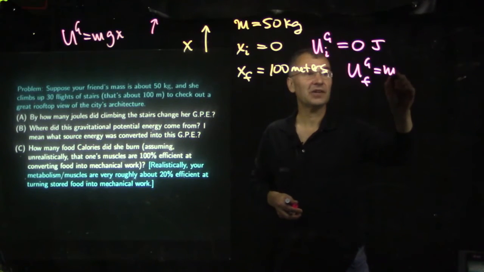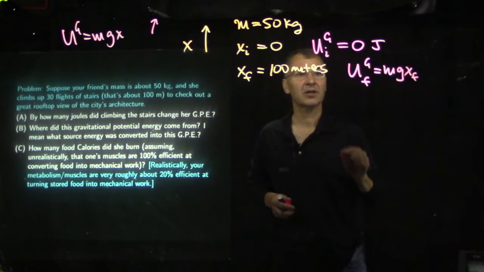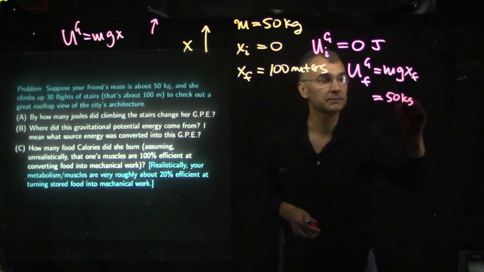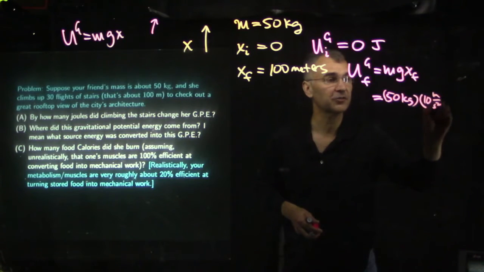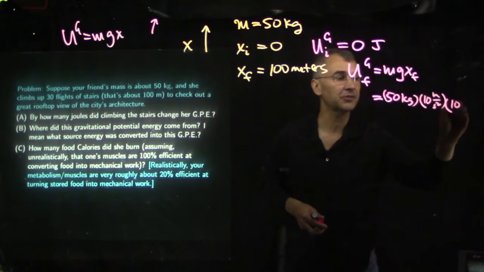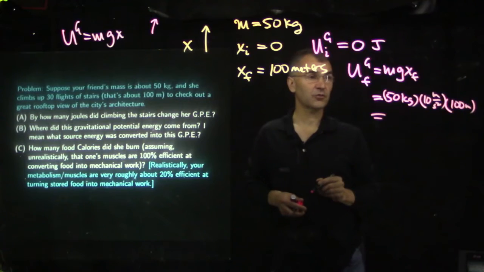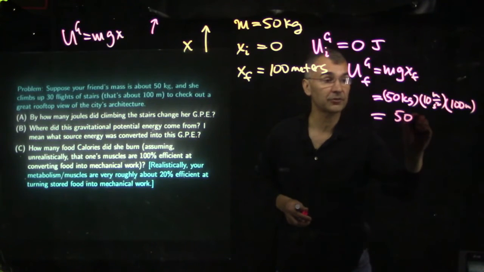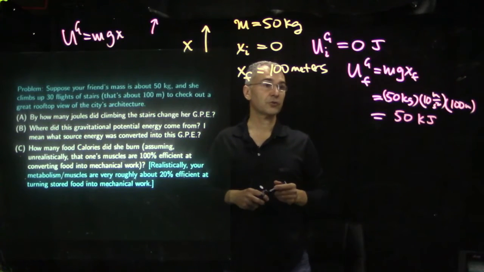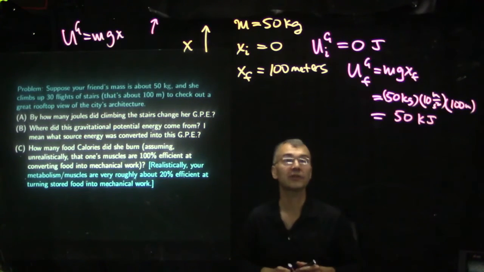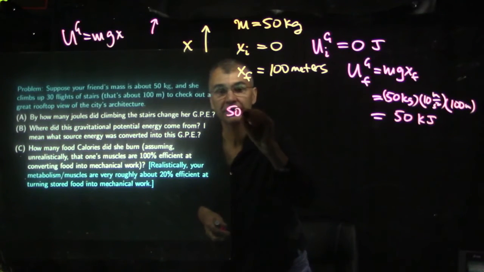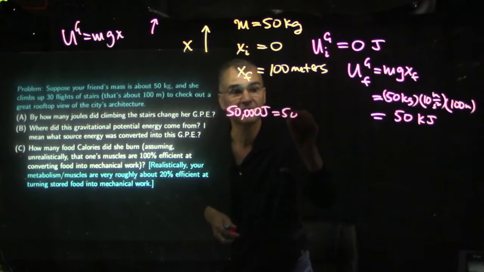So this is mg x final. So this seems to be 50 kilograms times, let's say 10 meters per second squared, and then times 100 meters. And that is, so 50 times 10 is 500 times 100 is 50,000. 50,000 joules, 50 kilojoules. Let's see if that's right. So 50, 500, 5,000, 50,000. Yeah, 50,000 joules, which is 50 kilojoules.